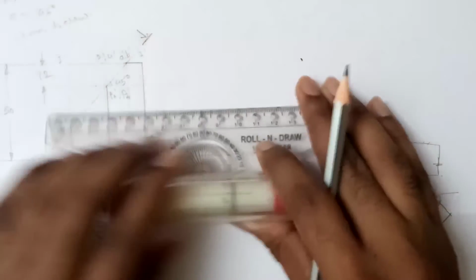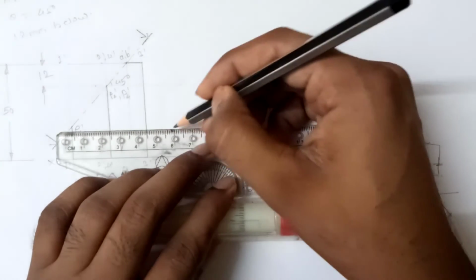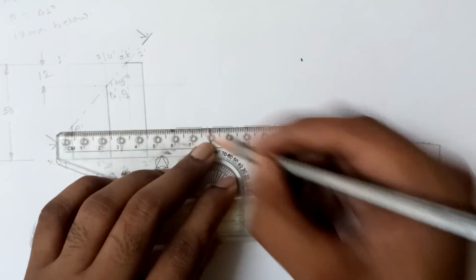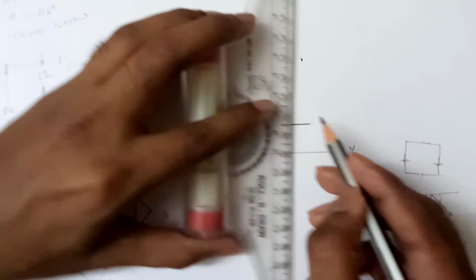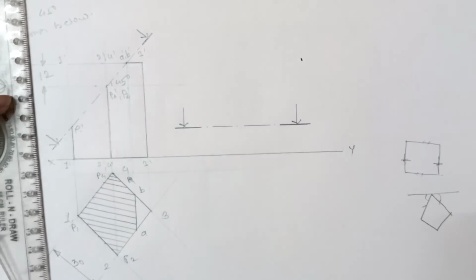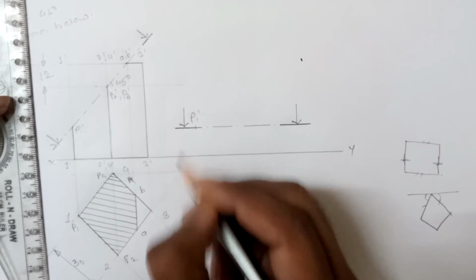Now we'll draw the true shape of section. For the true shape of section, first draw the section plane on the right side or left side of the front view. The end part should be thick. The arrowhead is for the direction of observation. First mark any one point, let's say this point is my P1 dash.